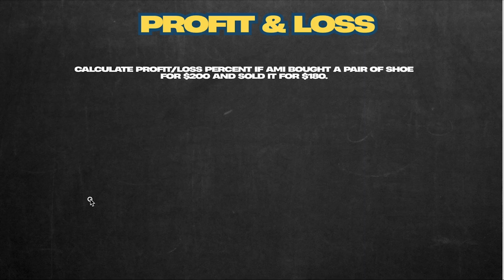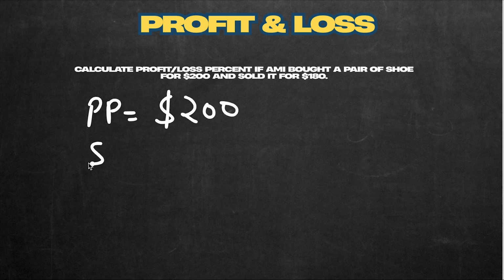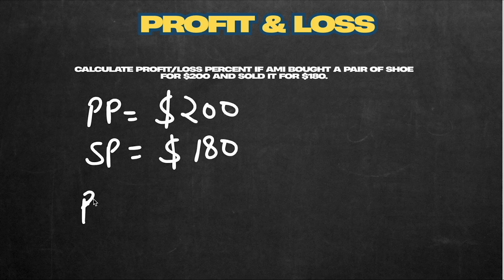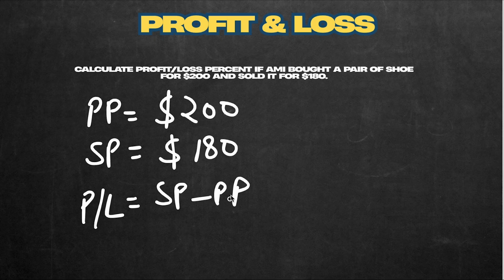What do you think happened? Did you make a profit? Is it positive income that you have? No, you spent $200, you got $180 in return, which means there was a loss of $20, right? Now let's go and prove it out. What was my purchase price? $200, right? What was my selling price? It was $180. And if you have been following along, profit or loss equals SP minus PP, right?